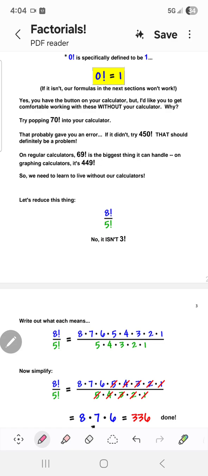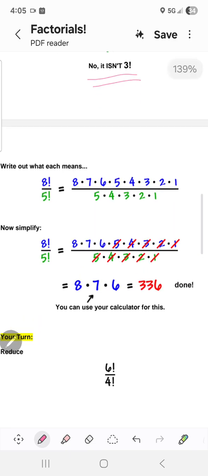So, how can I do this without a calculator? Let's start easy: 8 factorial divided by 5 factorial. And please know, it is not 3 factorial. What are you going to do? Well, you know what 8 factorial is. It's 8 times 7 times 6 times 5 times 4 times 3 times 2 times 1, right? And you know what 5 factorial is. It's 5, 4, 3, 2, 1, right? Multiply together. So take a look.